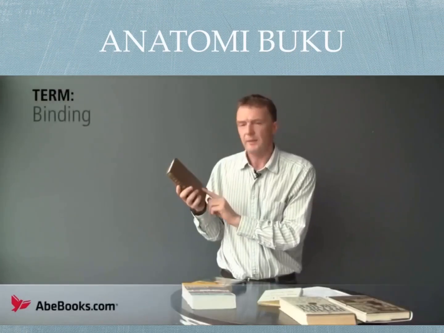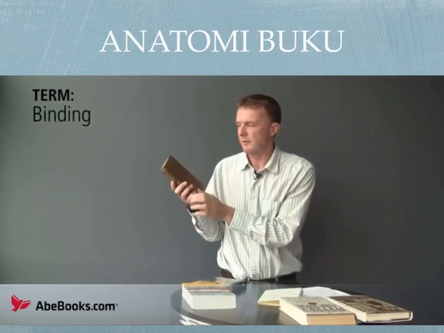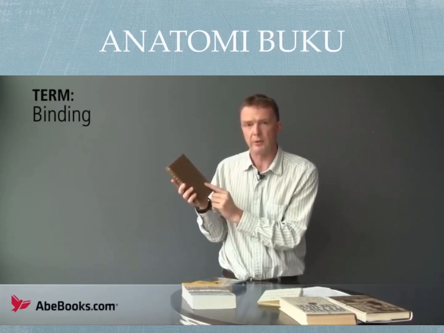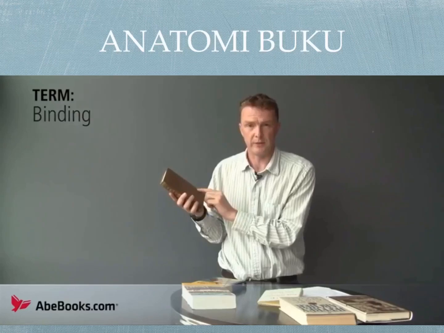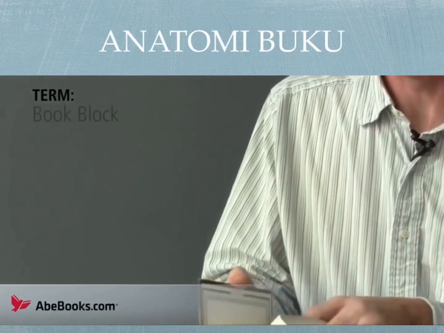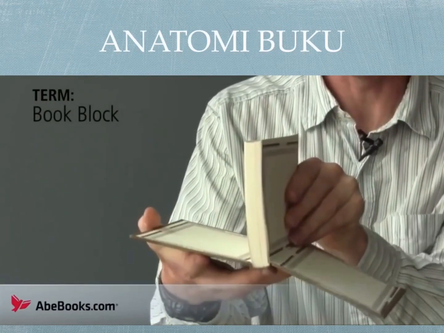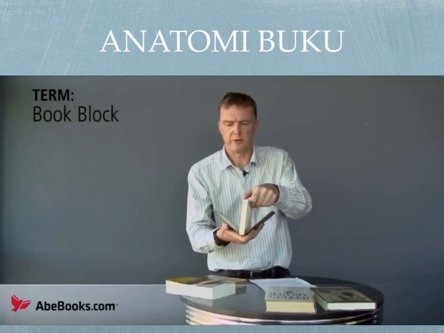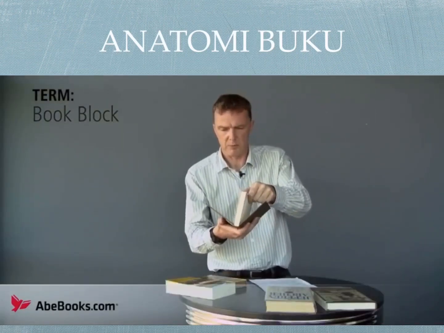The binding refers to the material which covers the boards and the spine. In this case, it's a brown cloth binding, but it could be leather or another material. If you open a book like so and gather the pages between your fingers, you're looking at the book block. This is also known as the text block or the page block.